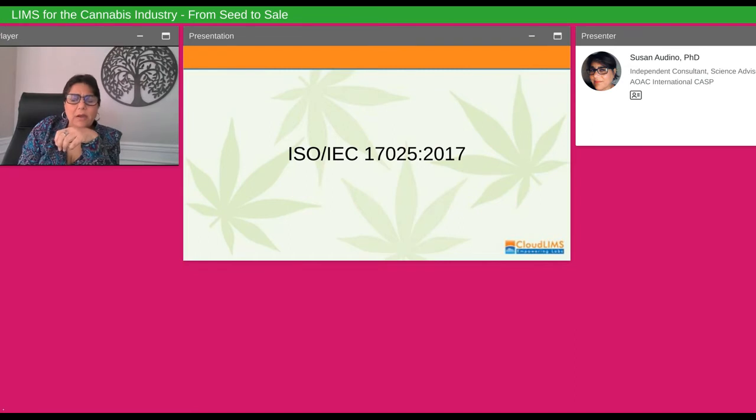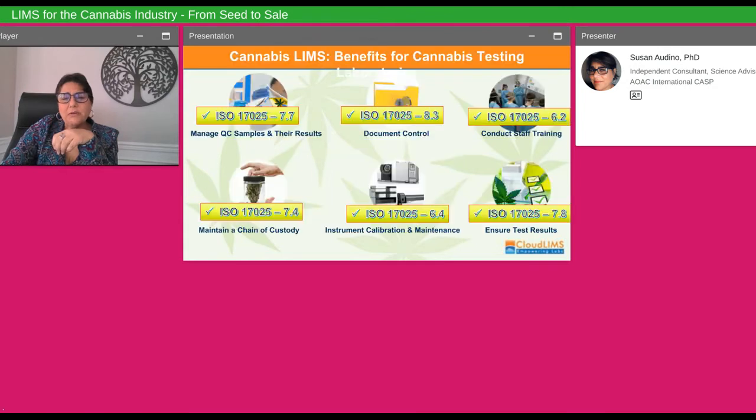So let's talk about where some of this is brought up in 17025, and in particular, the 2017 revision. Well, QC samples and their results is in response to ISO 17025, clause number 7.7, right?